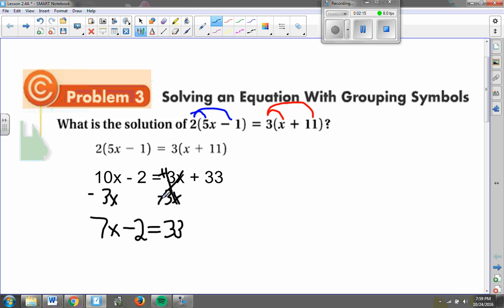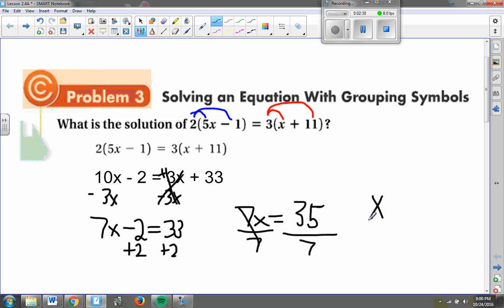Right? Now I have to get the x that's now only on this side isolated all by itself. I'll undo the minus 2 by adding 2. And I get 7x equals 35. And then to get the x isolated all by itself, I'll divide both sides by 7. Divide by 7. And I get that x is equal to 5. Okay, x is equal to 5.